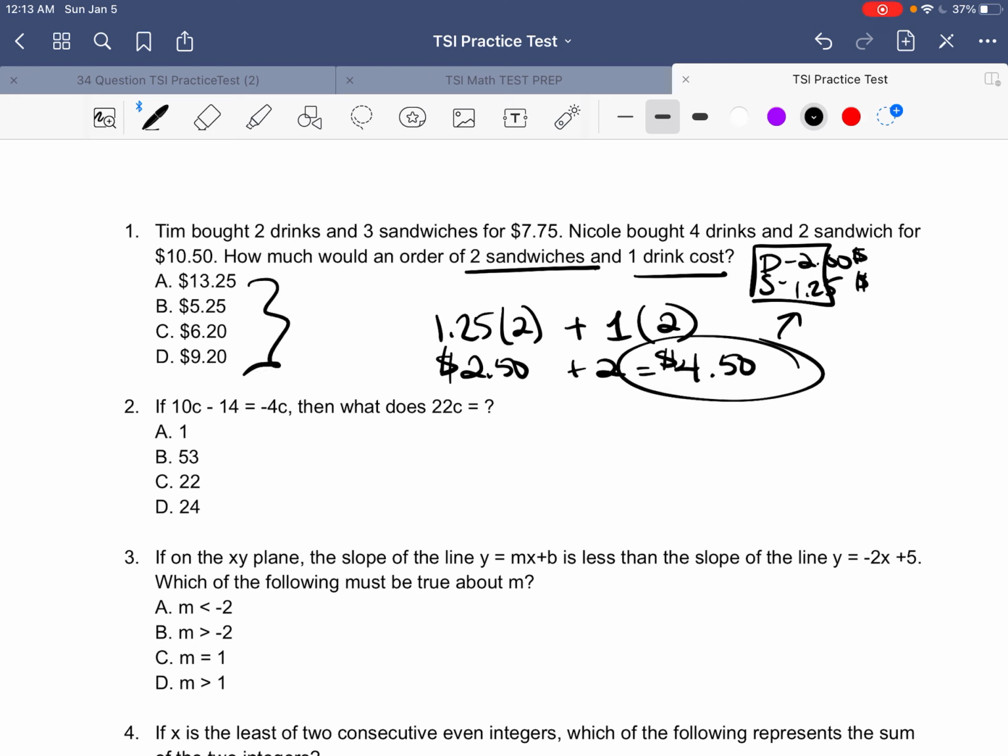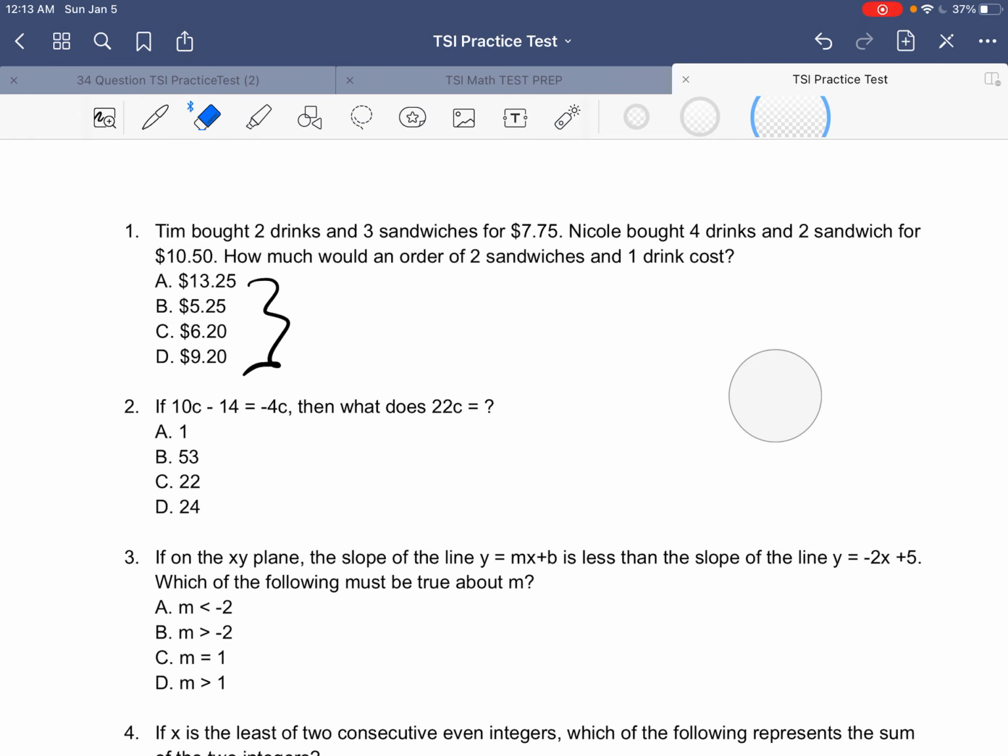Sorry, I have this correct on my other practice test, but I didn't correct it on this one. My apologies. So the total would be $4.50. Okay, so we're going to go ahead and move on to the second one.